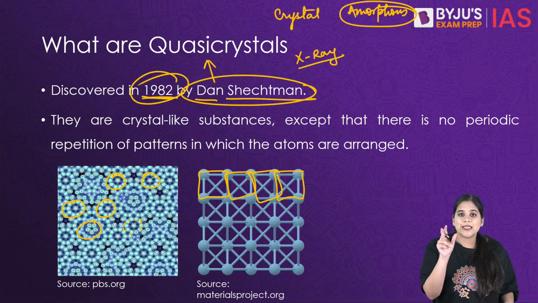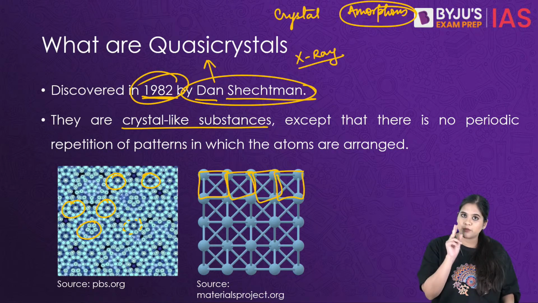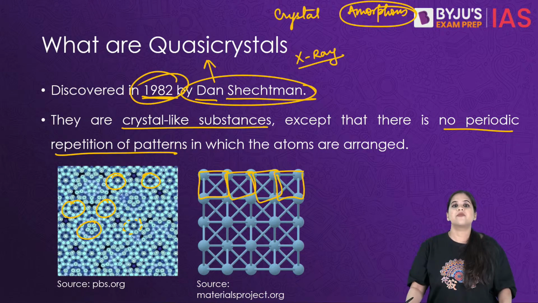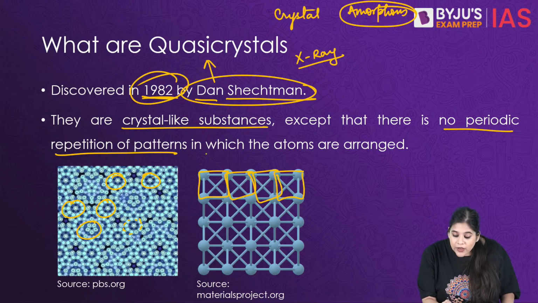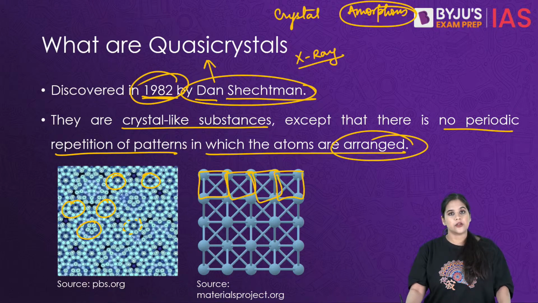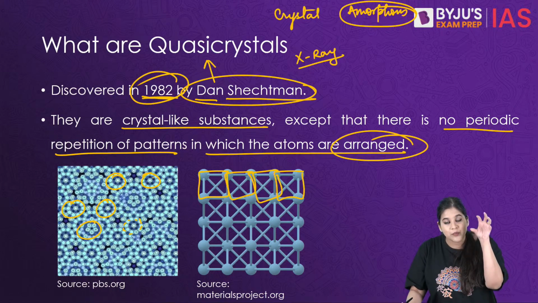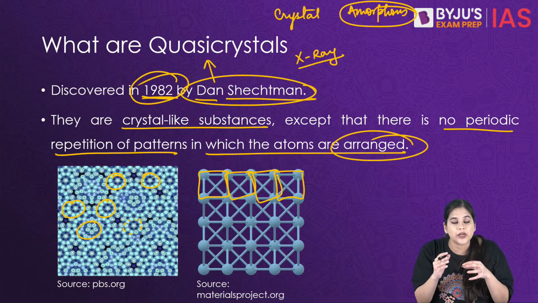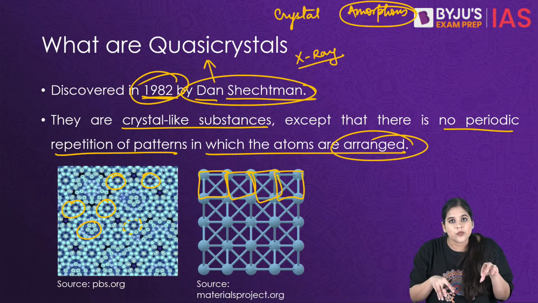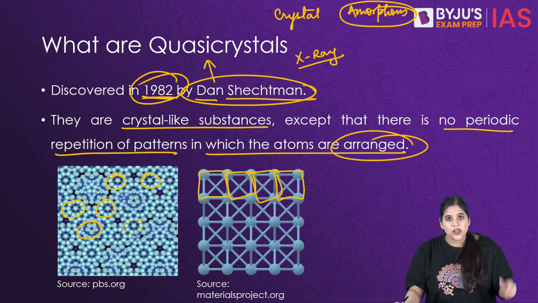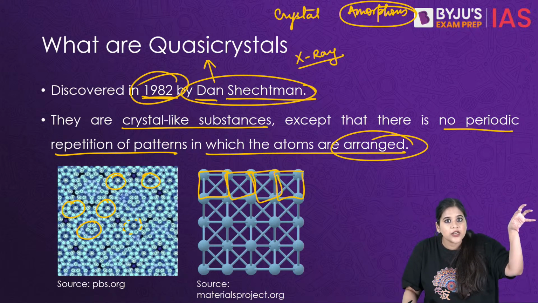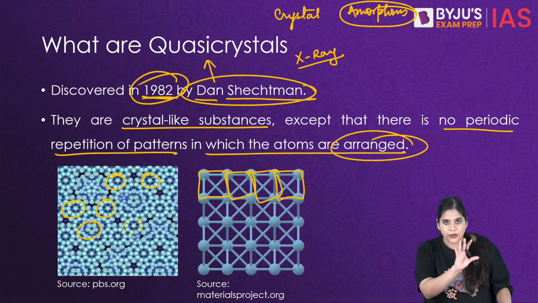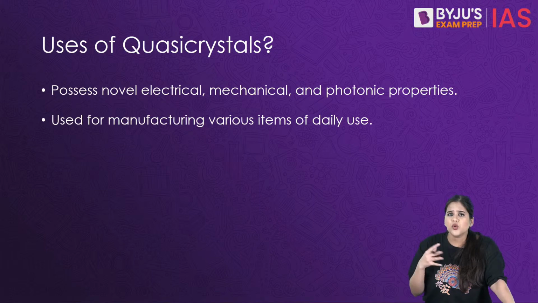So quasi crystals are nothing but crystal-like substances, except that there is no periodic repetition of patterns in the way in which the atoms are arranged. There are patterns, but they are not periodically repeating. They are randomly repeating. There are no random atoms, there are no periodically repeating patterns, but there are patterns which are randomly repeating. So what are their uses?